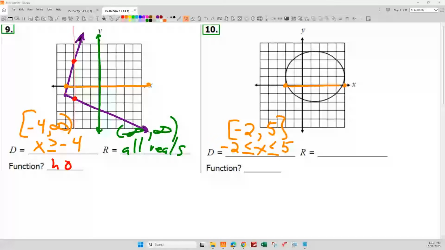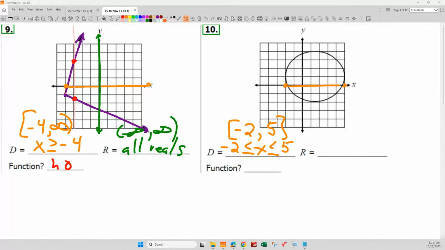Where we left off, right? We were talking about function notation, and domain and range and all that good stuff. Here's where we left off. We were looking at a graph, and you guys were telling me what the domain and the range were. And remember how we did that, right?